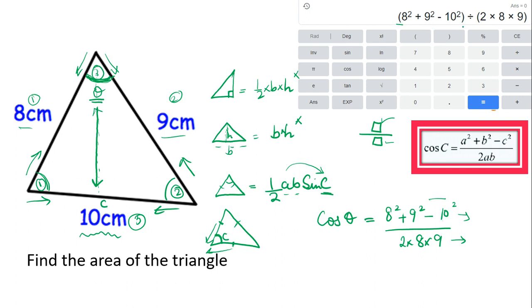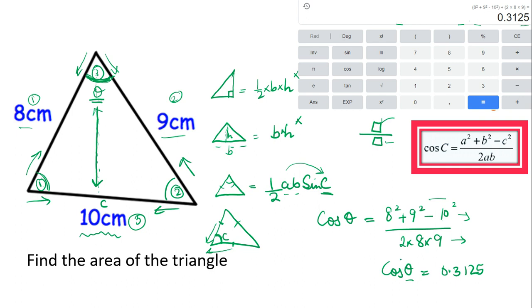Now these brackets are very, very important when you're using the Google calculator. Otherwise, you're going to end up with a wrong answer. So always your numerator should go inside one bracket, then put the division sign, then your denominator going into another bracket. And then we get to see what answer we get. So I'm getting something like 0.3125, which means my cos theta equals 0.3125.